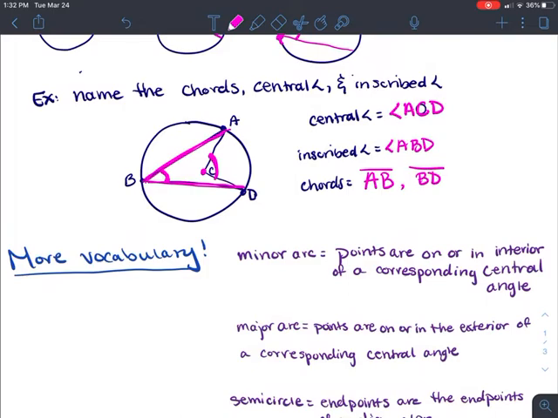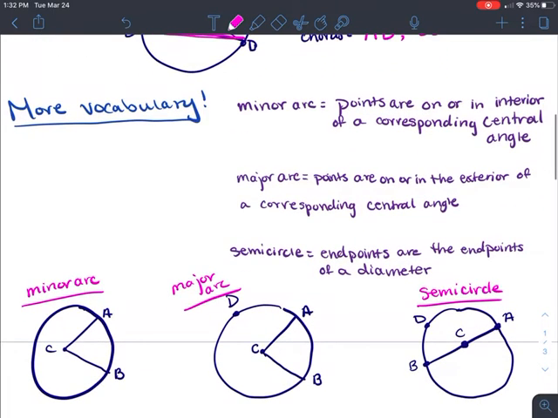I got distracted for a second. All right, so here we've got some more vocabulary. I know that this is introducing a lot of vocabulary, okay? So you need these to be able to complete the sections in the homework. You need to be able to know these vocabulary words, okay?